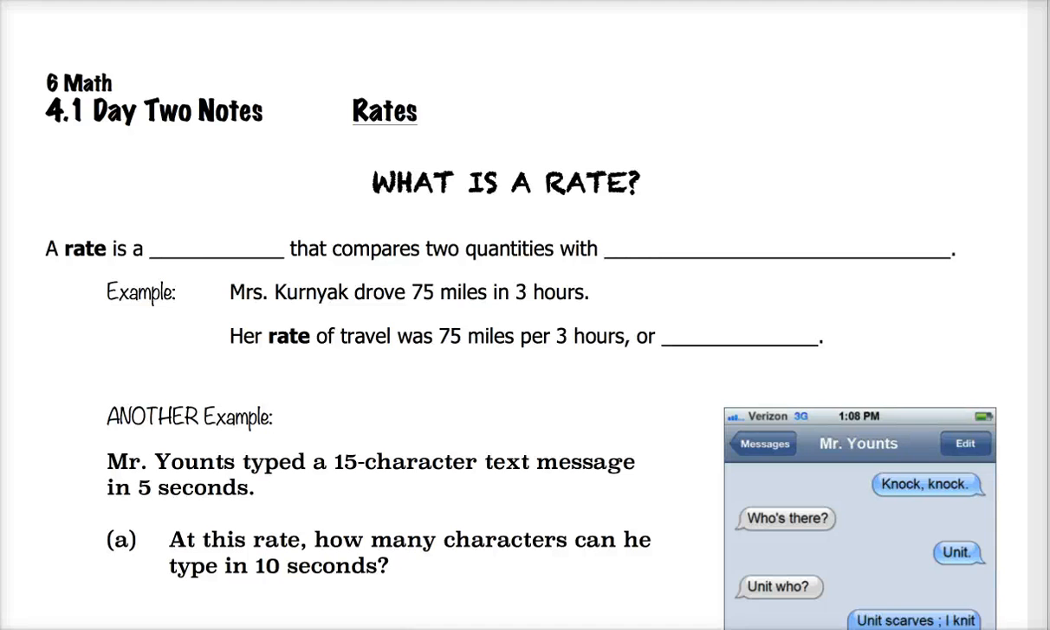Hello, 6th grade. In this video, we're going to talk about rates. A rate is a specific type of ratio that compares two quantities with different units of measure or different measurements.